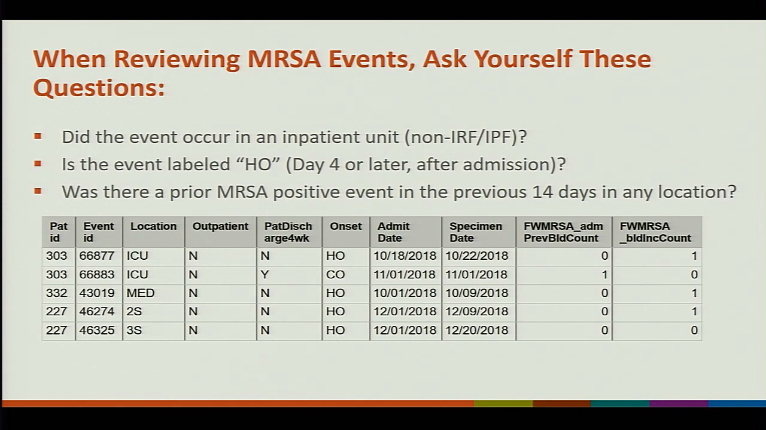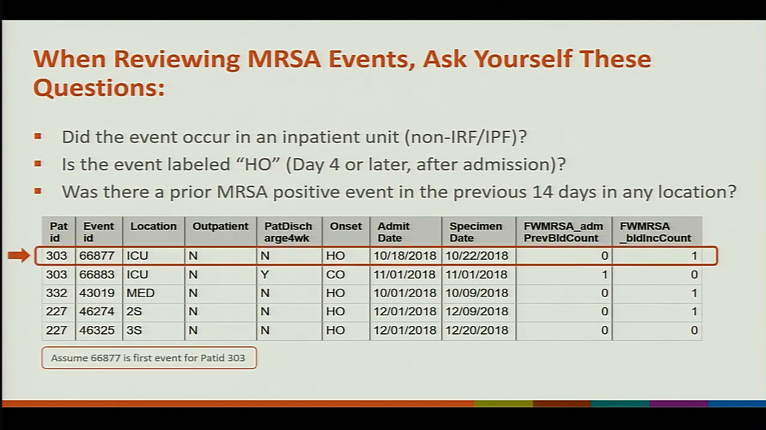But let's review. So let's just take MRSA as an example. So when you're reviewing your MRSA events, ask yourself these 3 questions. Did the event occur in an inpatient unit? Is the event labeled HO, or healthcare onset? And was there a prior MRSA positive event in the previous 14 days in any location? So taking those 3 questions, let's apply it to the line list that you have on the screen.